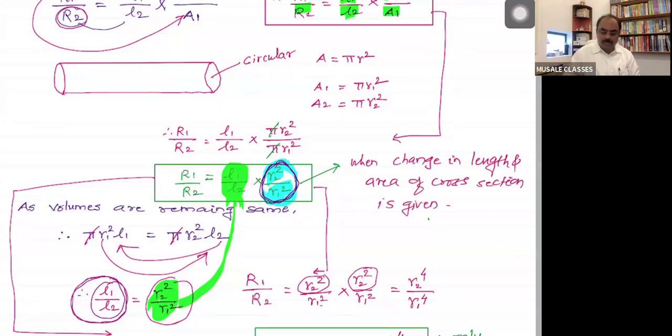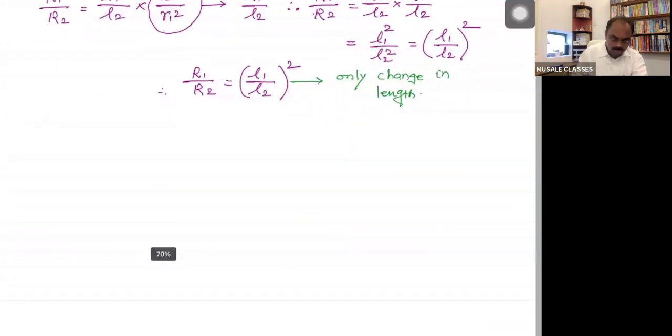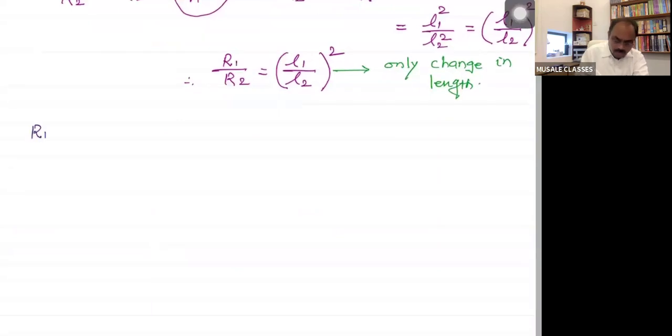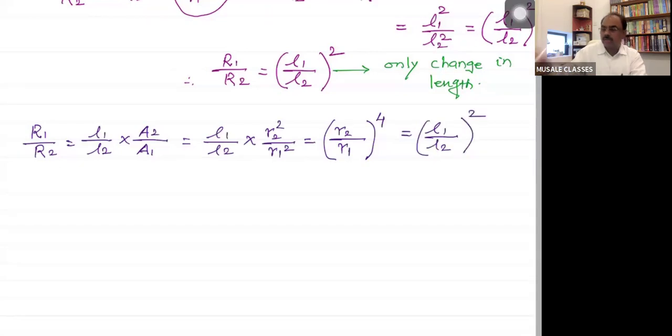So now I will summarize the formulae. I am writing all the formulae in a sequence. R1 upon R2: first it is L1 upon L2 into A2 upon A1. Then it is L1 upon L2 into R2 square by R1 square. Then it is R2 upon R1 whole raised to 4, and last is L1 upon L2 the whole square. These are 4 different formulae for finding the change in resistance.